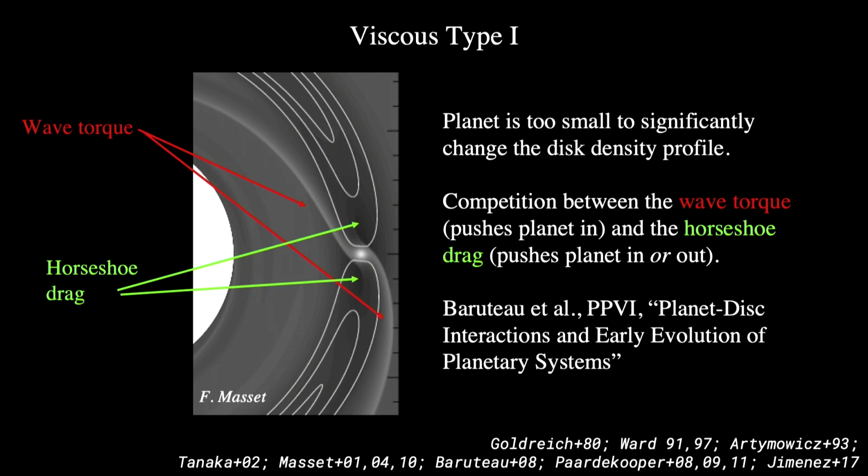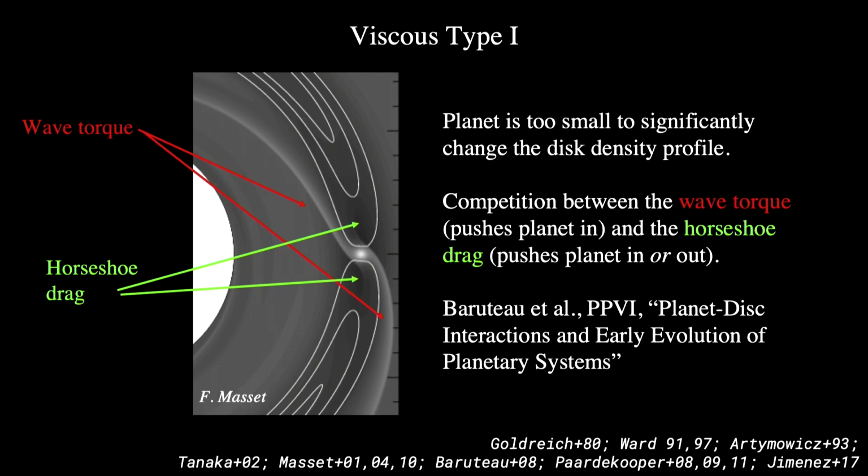Viscous type 1 is the regime where the planet is too small to make a significant perturbation on the disk surface density. So it's just swimming in a sea of gas, not really making an impact on the gas much. And the resultant migration rate is a competition, or actually working together, between the wave torque and the horseshoe drag. The wave torque almost always pushes the planets in, whereas the horseshoe drag is a bit more complicated. It can push the planet out or in.